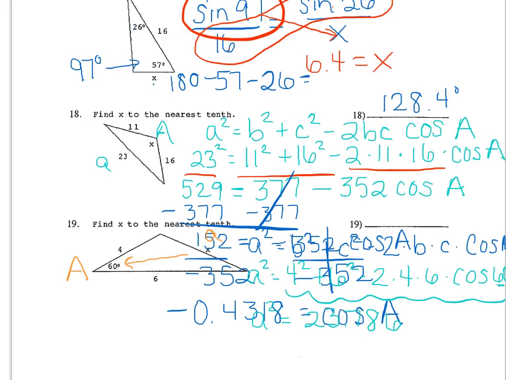And then since that's a squared, to get rid of the square, we will have to square root. 23.786. And I end up with about, again, it wants the nearest tenth, so I would say 4.9. So my answer up here would be 4.9.